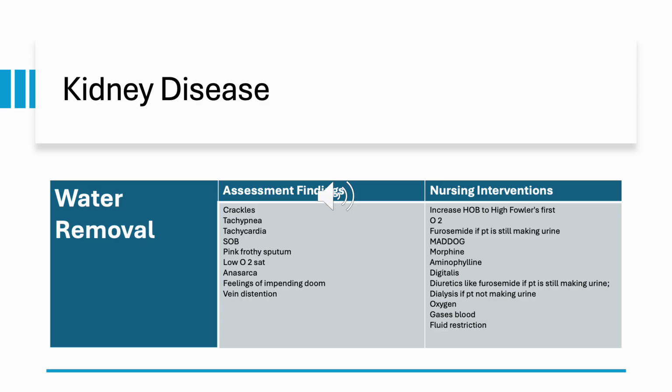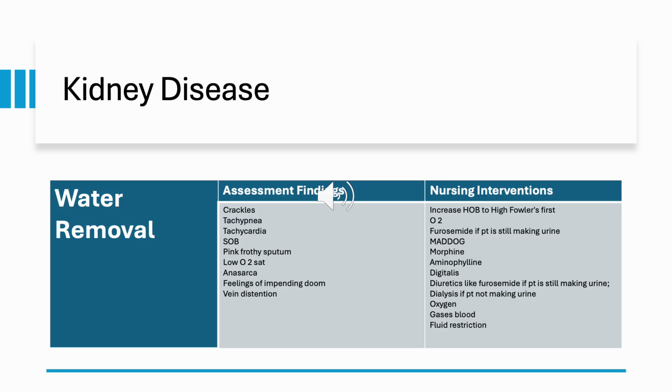Morphine is a great drug for pulmonary edema. It helps relax people's breathing, anxiety, helps dilate the pulmonary vasculature. So it's a very good drug for pulmonary edema. Aminophylline, we don't really give that much anymore, but that helps dilate the bronchioles and helps them breathe better. Digitalis helps with the pumping of the heart so it can be more efficient.